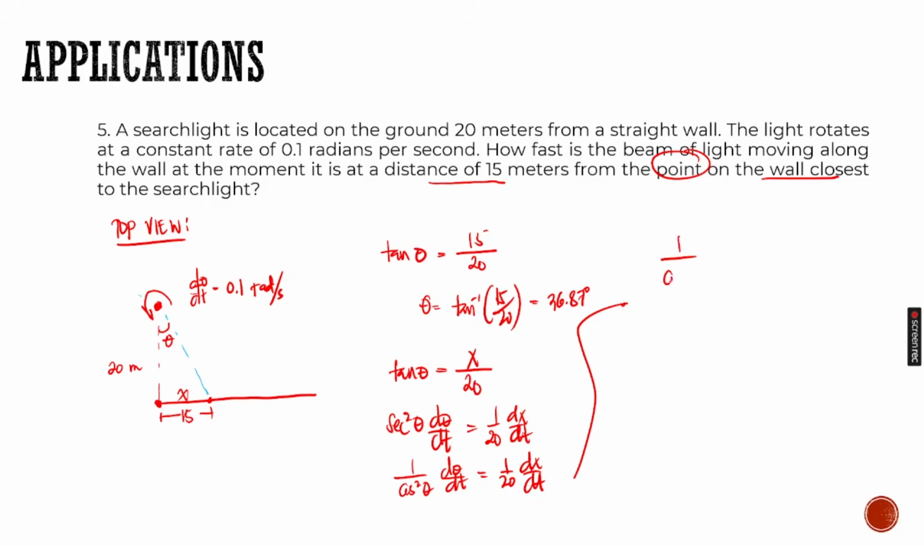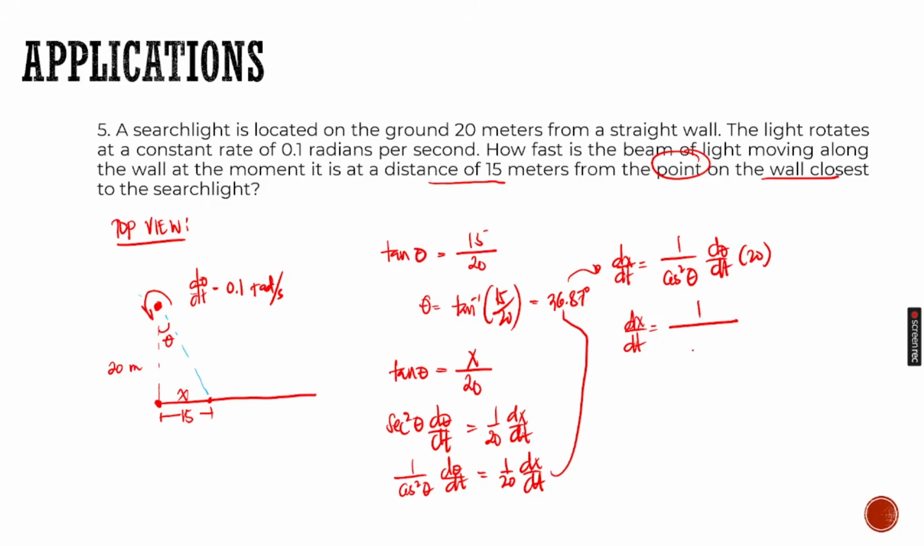Therefore, we have here 1 over cosine squared theta d theta over dt times 20, and that is equal to dx over dt. So, unahin ko na lang si dx over dt. Dito na lang. Dx over dt. Okay? So, therefore, we have here dx over dt. That is equivalent to 1.